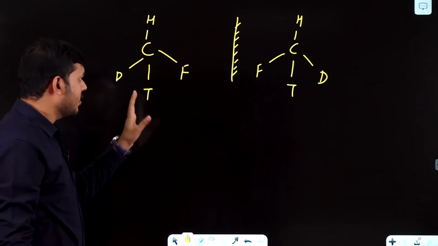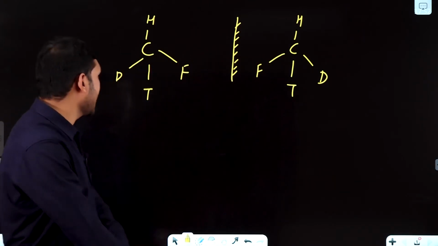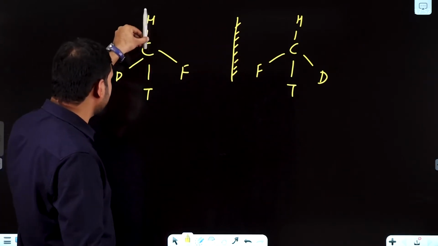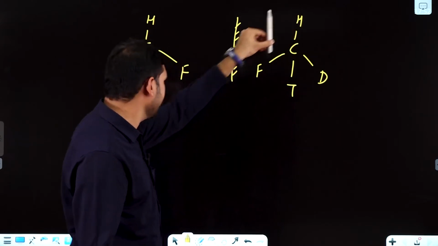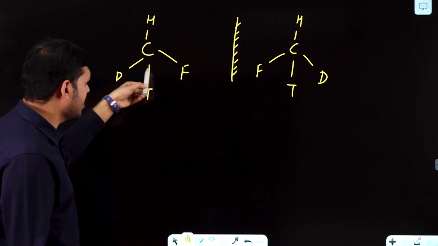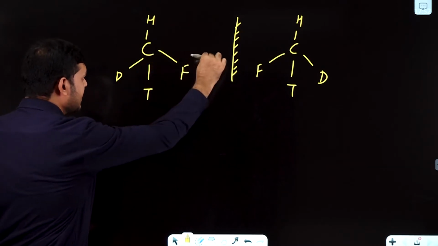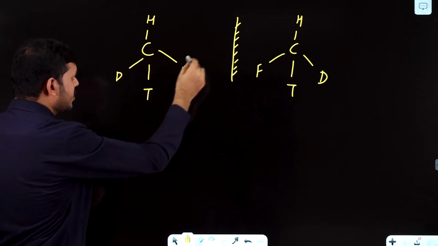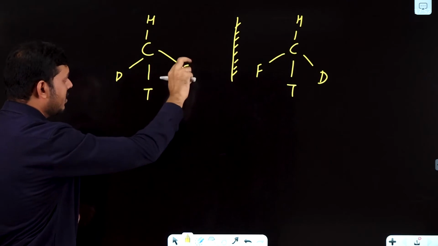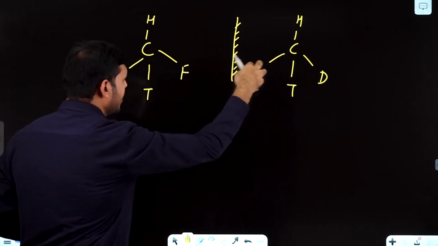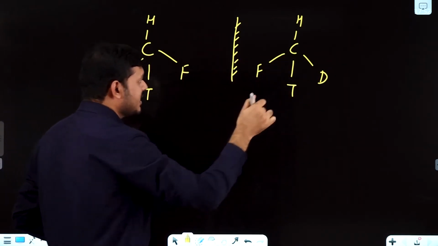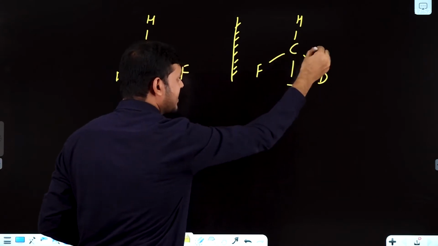When we draw the mirror image, what happens? This hydrogen was like this, here it will be the same. Tritium was like this, here also it will be the same. But fluorine was that side and deuterium that side, so due to the mirror image, fluorine will come this side and deuterium that side, but at the same time both will be on the backside only.